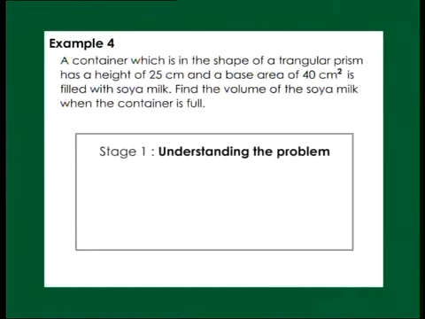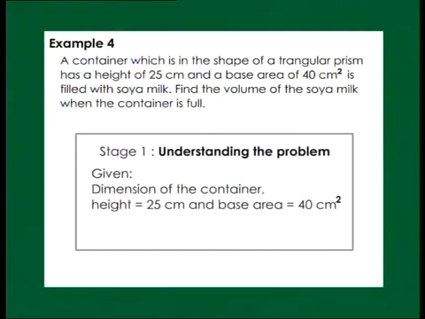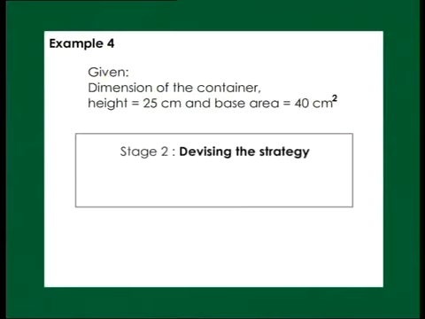Stage 1. Understanding the problem. Given dimensions of the container, height equals 25 centimeters and base area equals 40 square centimeters. Find the volume of soya milk. Stage 2. Devising the strategy. Use the formula V equals Ah.